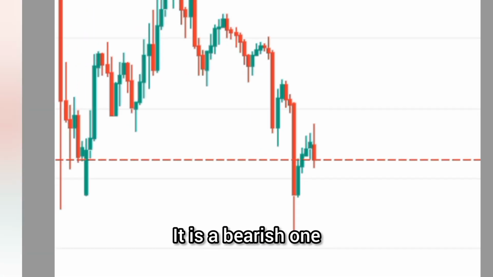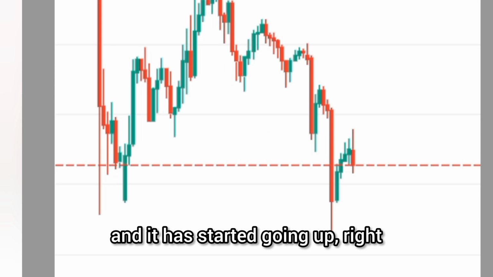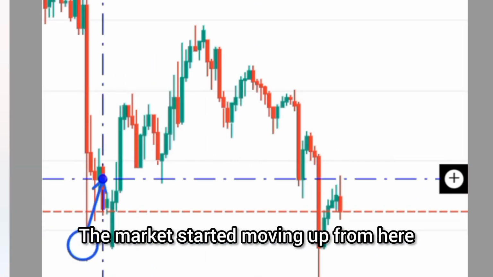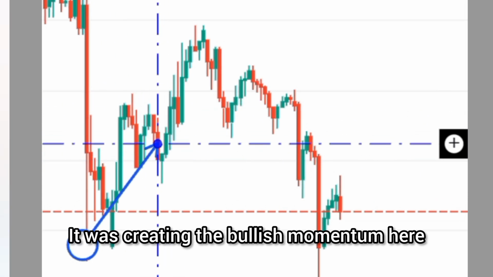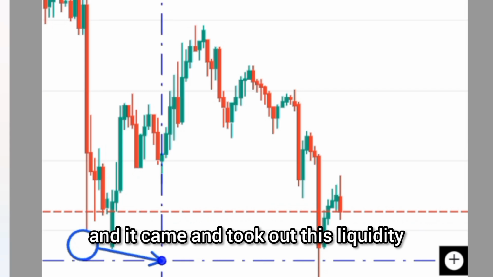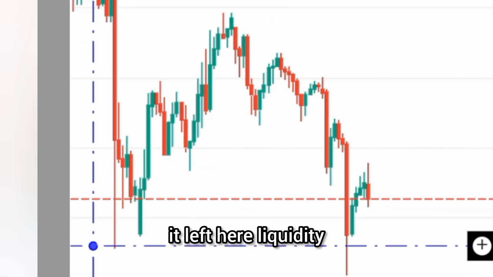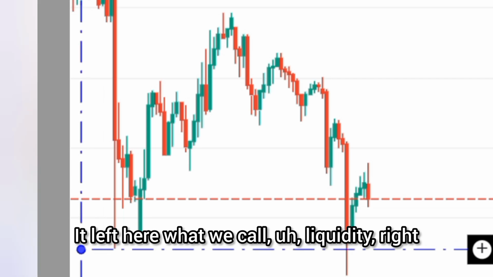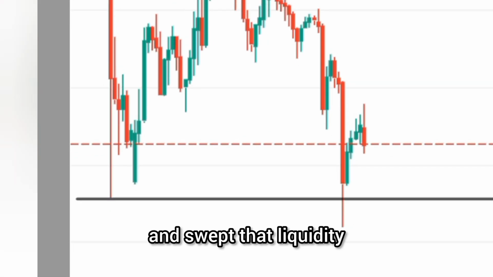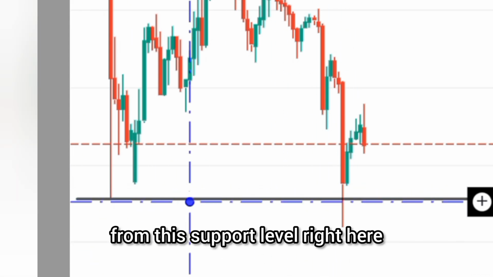Okay, so now for example here, this market is a bearish one. But it reached a time and it has started going up, right? We can see it right here. The market started moving up from here. It was creating bullish momentum, and it came and took out this liquidity. Let me show you this, guys. Right after the market moved up, it left liquidity here, and the market came and swept that liquidity. Can you see the sweep here? The market actually swept from this support level right here.